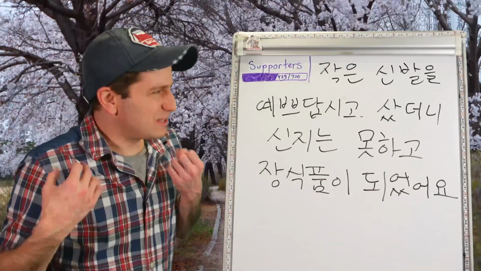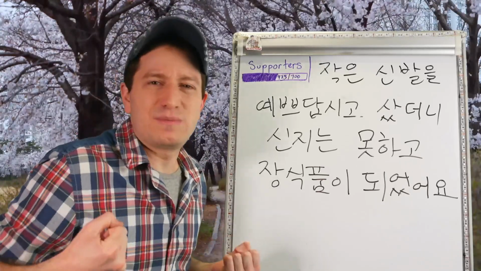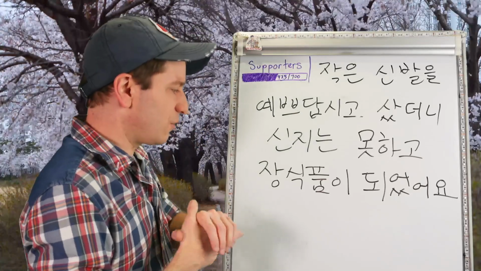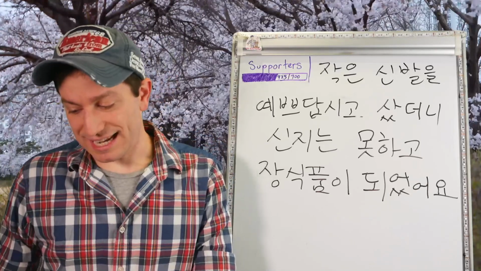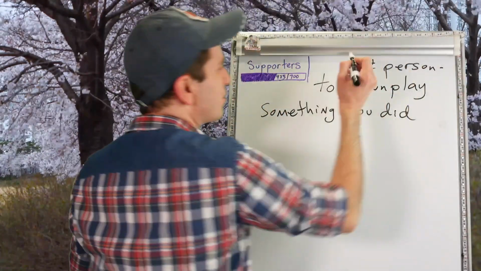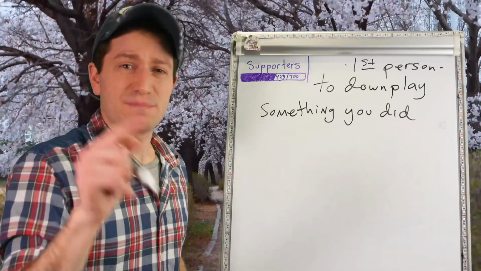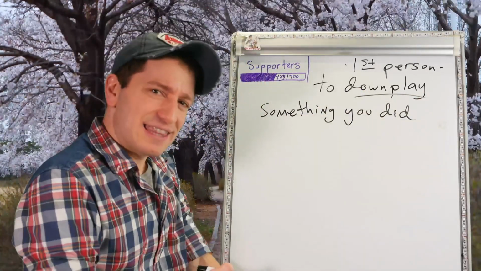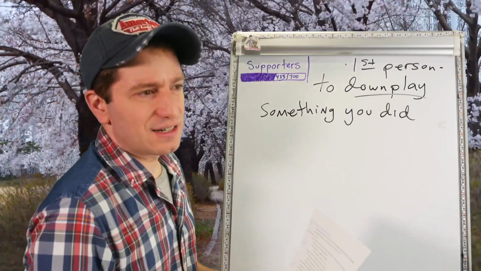I bought these shoes thinking that they were just so pretty, and then I can't even wear them, and they just became decoration. 작은 신발을 예쁘답시고 샀더니 신지는 못하고 장식품이 되었어요. I bought small shoes because I thought they were pretty, but then I can't wear them, and they just became decorations. So if you're wondering, how can I use this for myself? Use it in the first person to talk about something that you did. And by doing that, you're going to downplay that thing that you did. Well, I tried to do something, but that's what it means.